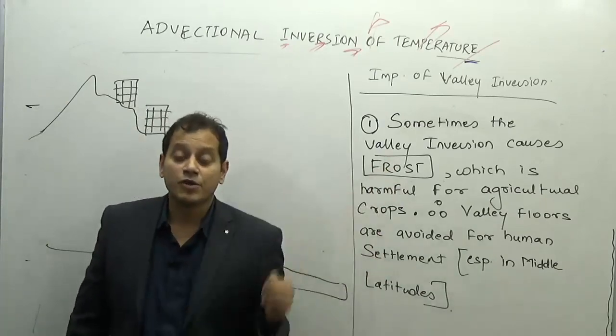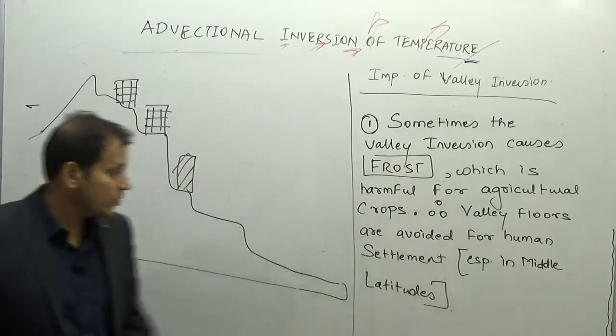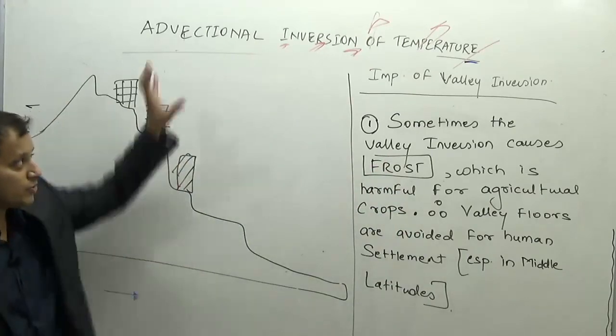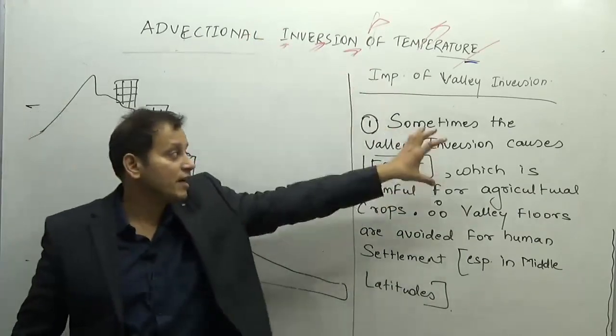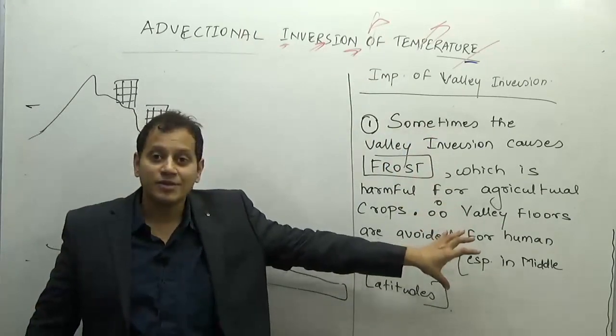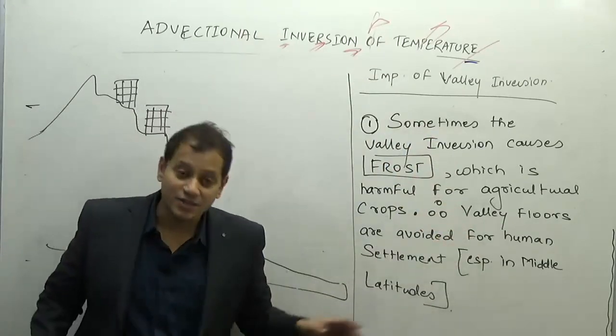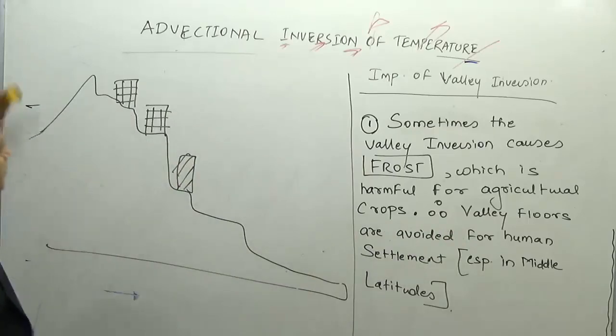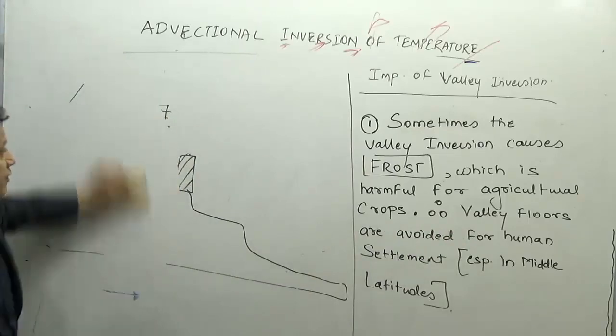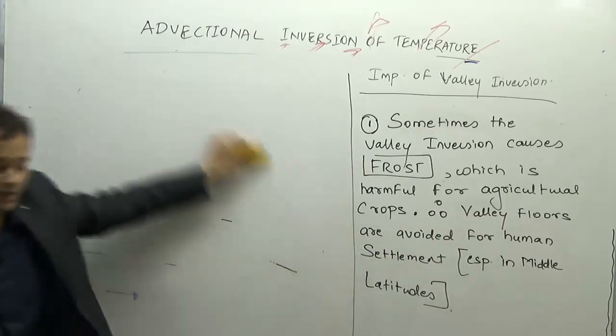Now, I will come to frost while doing the humidity part. So, because it becomes extremely cold, that is the importance of valley inversion. Valley floors are avoided for human settlement because of the extreme coldness. So, this is what we have finished with the advectional inversion.